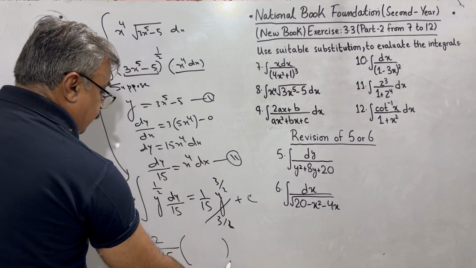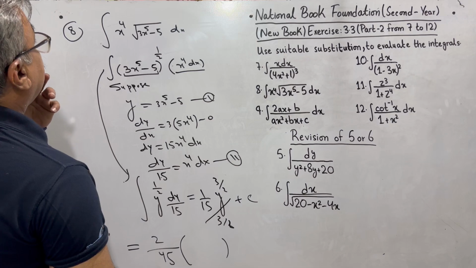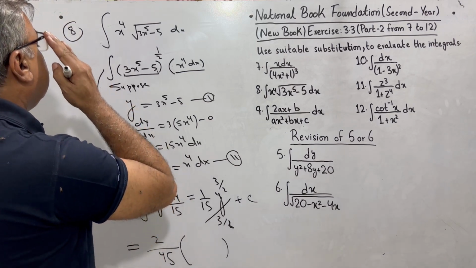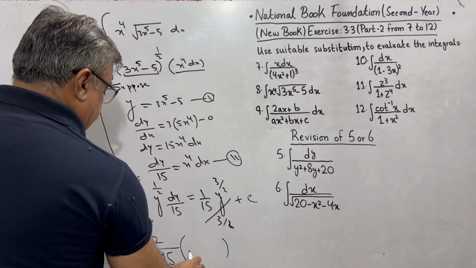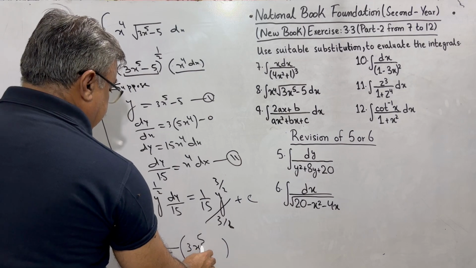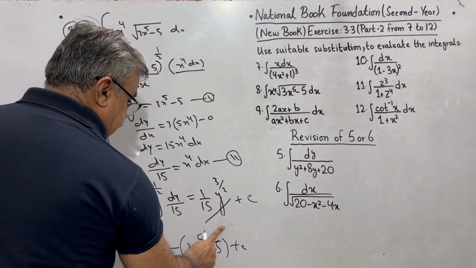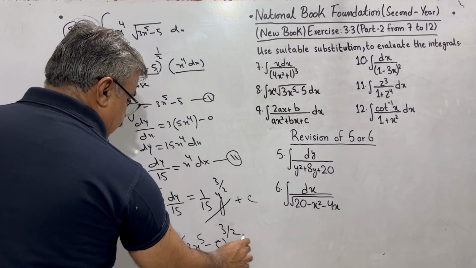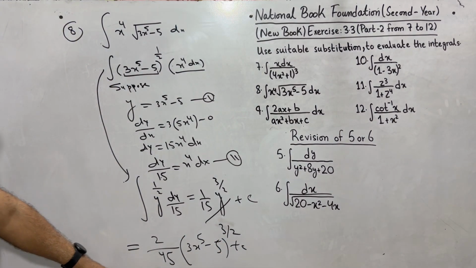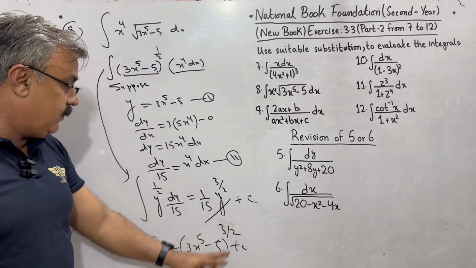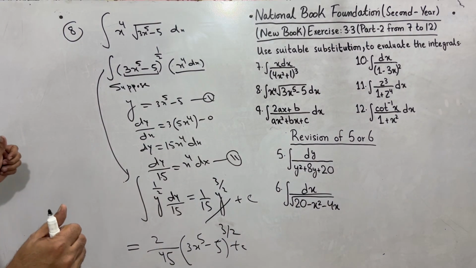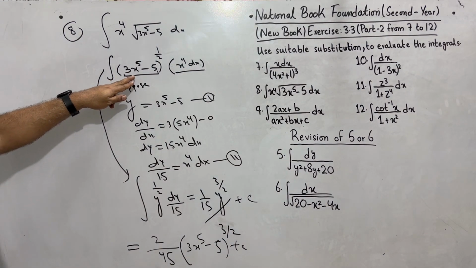Re-put the value of y. It is (3x power 5 minus 5) raised to 3 over 2, plus c. Let me write clearly: 2 over 45, (3x raised to 5 minus 5) to the power 3 over 2, plus c. Function derivative works wonders for you.